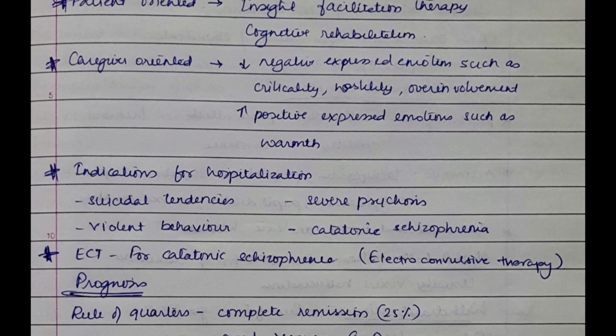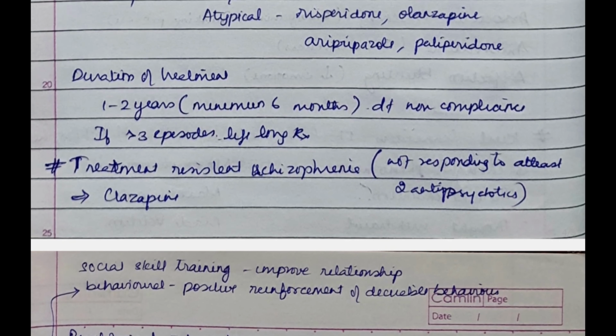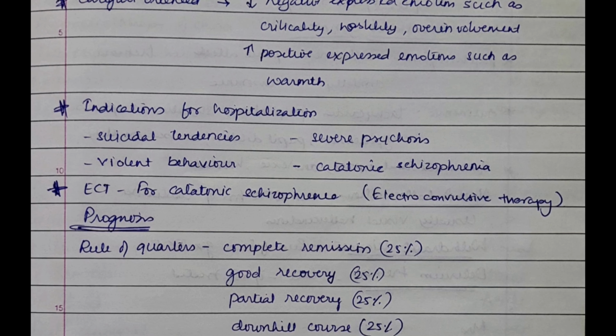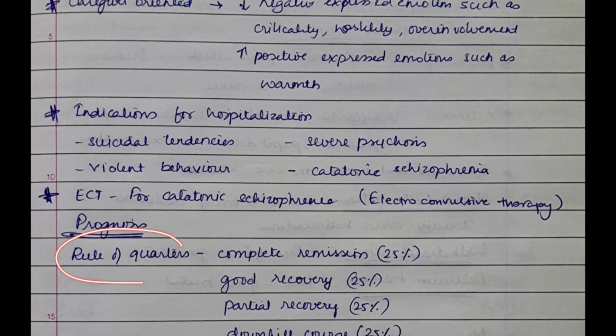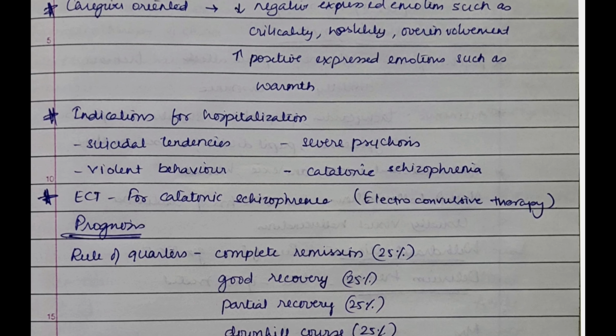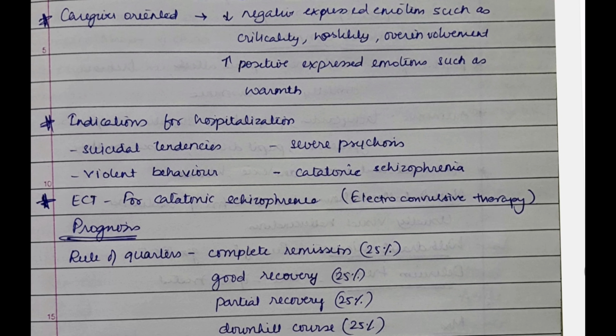Now what are the indications for hospitalization? They are suicidal tendencies, severe psychosis, violent behavior, and catatonic schizophrenia. For catatonic schizophrenia, we can go for ECT, electroconvulsive therapy. So these are the treatment or management of schizophrenia. What about prognosis? We write the rule of quarters: complete remission in 25%, good recovery in 25%, partial recovery in 25%, and downhill course in 25%. So this way we can write a 10 marker on schizophrenia.